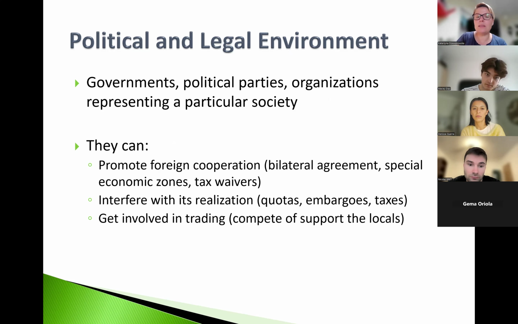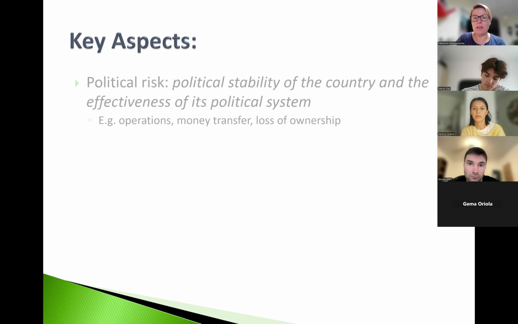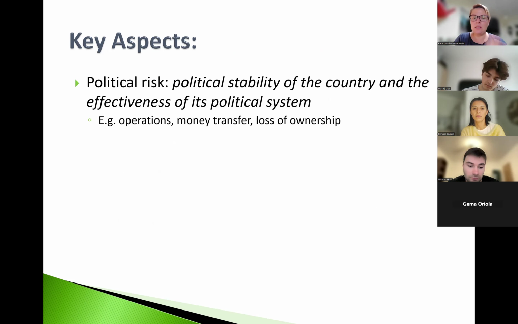So when we look at this political and legal environment, we want to see in general what is the political risk coming from the stability of the country and the political system. So what is the general feel? Are they changing much recently? Are you at risk of money transfer problems, that you will not be able to take the money out of the country?